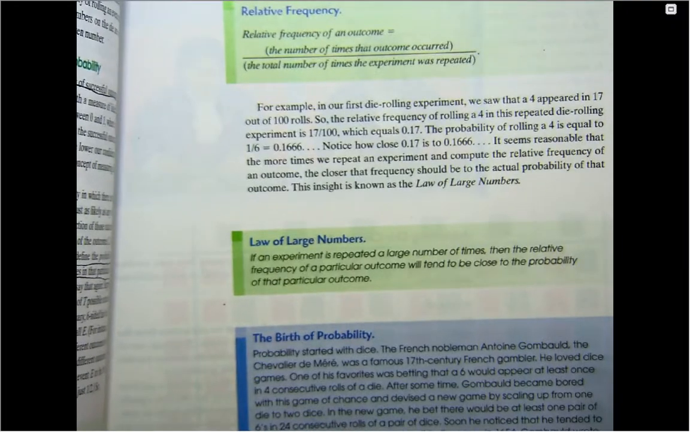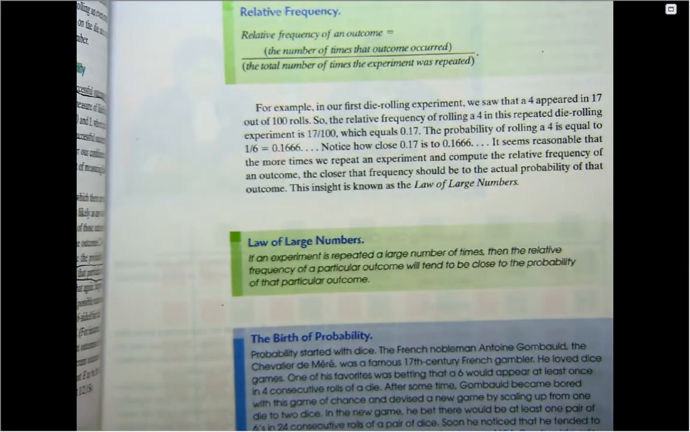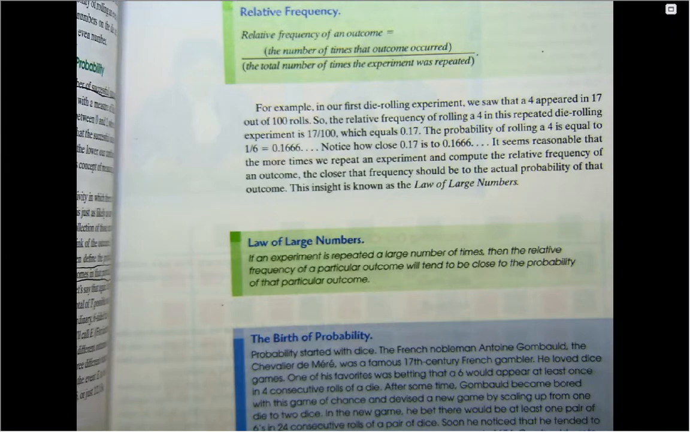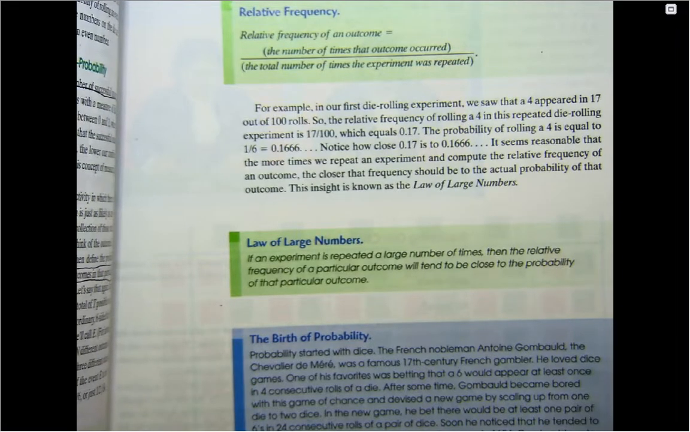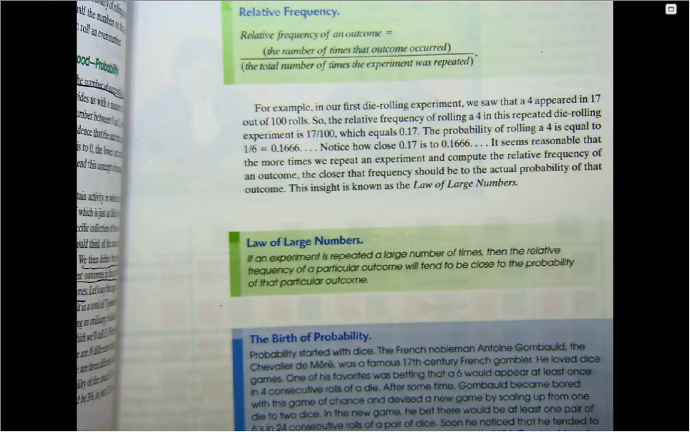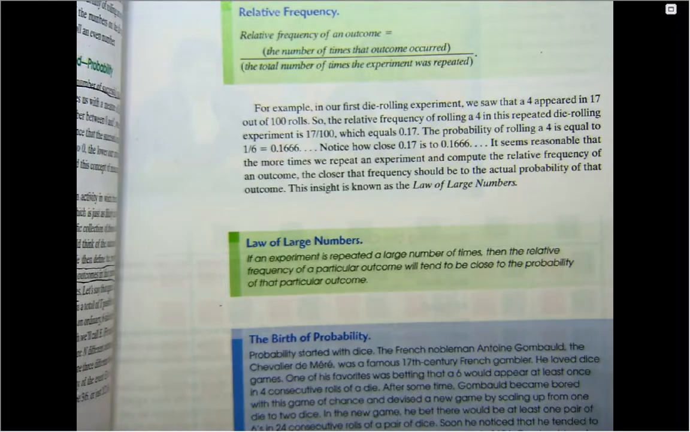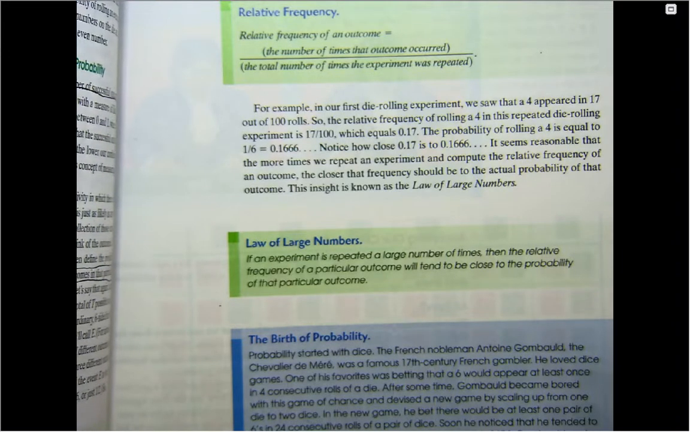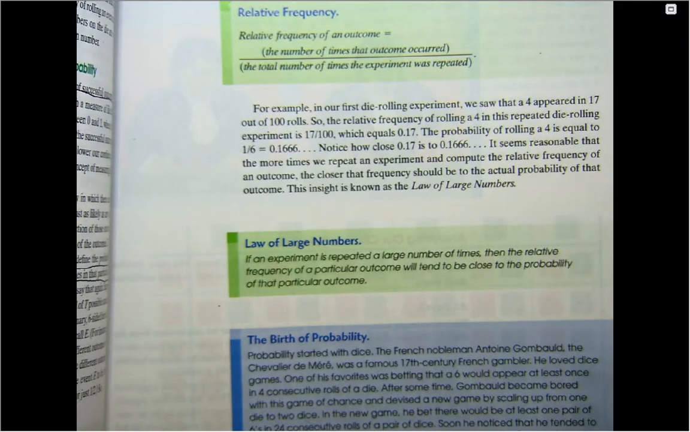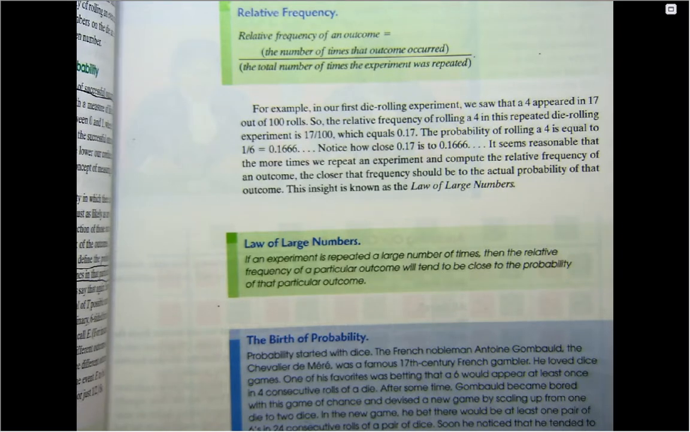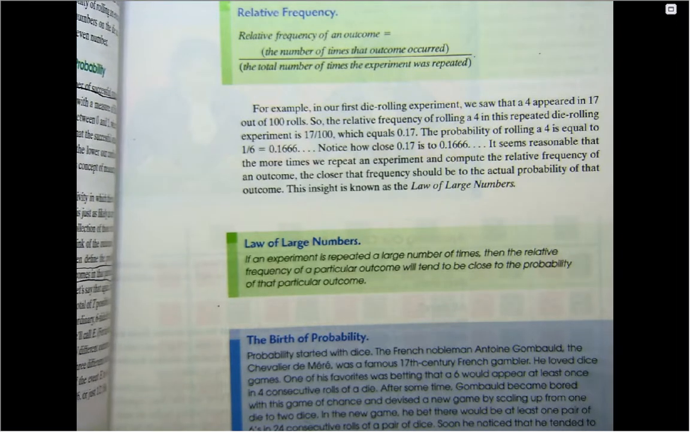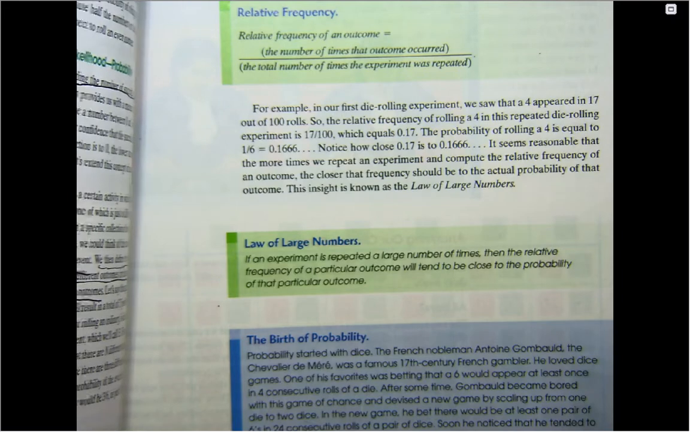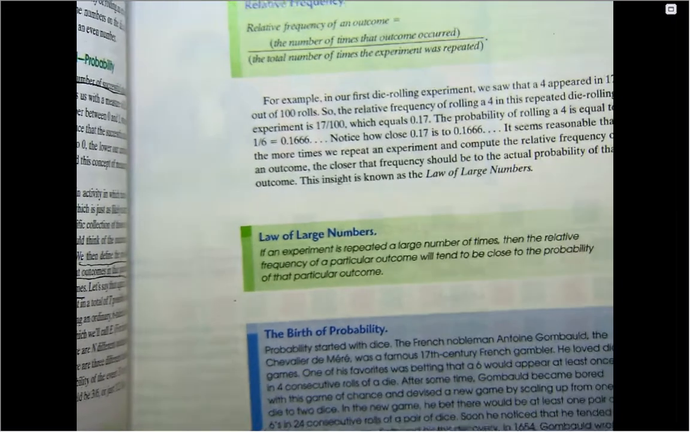Okay. All right. What's the law of large numbers? If an experiment is repeated a large number of times, then the relative frequency of a particular outcome will tend to be close to the probability of that particular outcome. That's right. So if you do the experiment in class hundreds of times like we did, the outcome should come to be close to the actual probability we calculated. And if we did it thousands of times, then it'd be even closer to the probability that we calculated, if we calculate probability correctly.